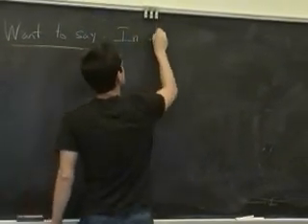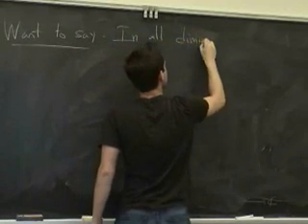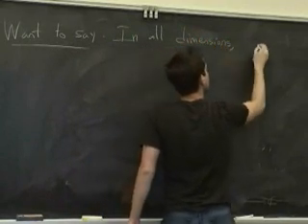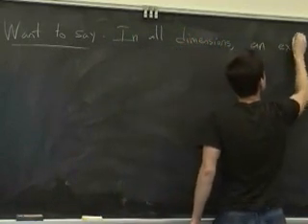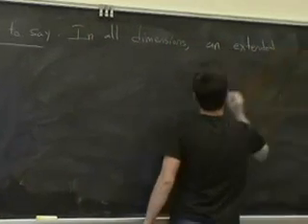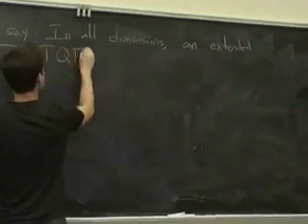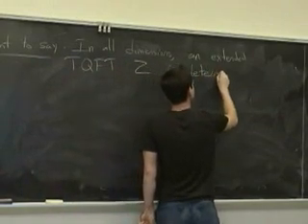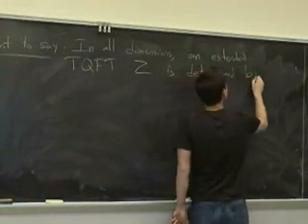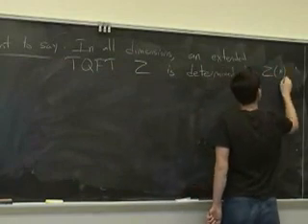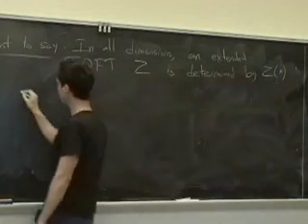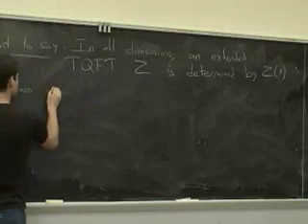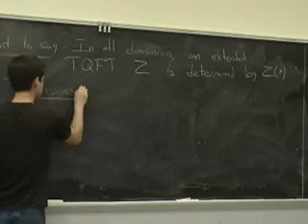So what you want to say is that in all dimensions, an extended TQFT Z is determined by Z of a point. And we're going to encounter two issues with this statement.